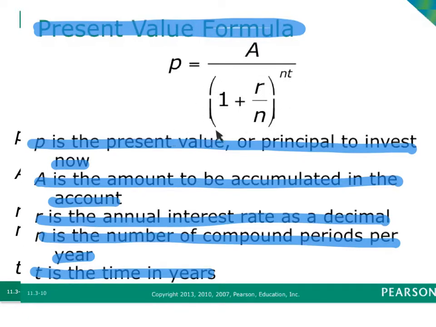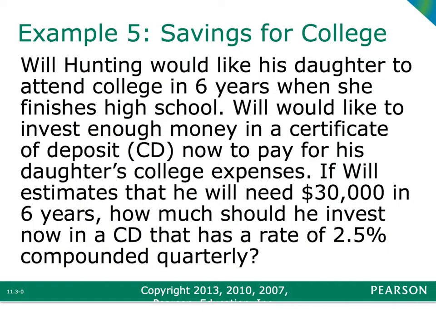So let's say we want to have $1 million in 10 years. This would tell us how much we'd have to invest now to get that. Okay, so it kind of gives you what you need to put into your account right now if you want to have a certain amount of money later in the future. Okay, it's called our present value formula. Okay, so let's look at an example.